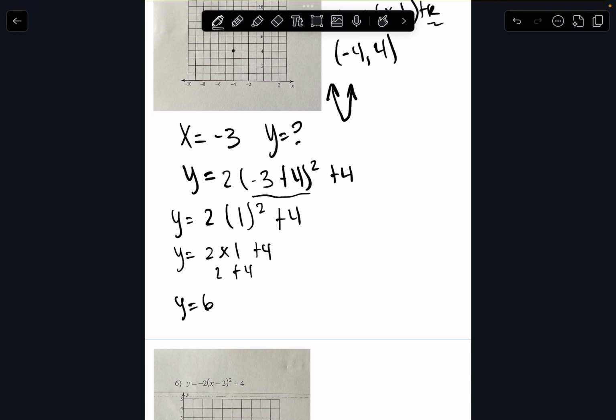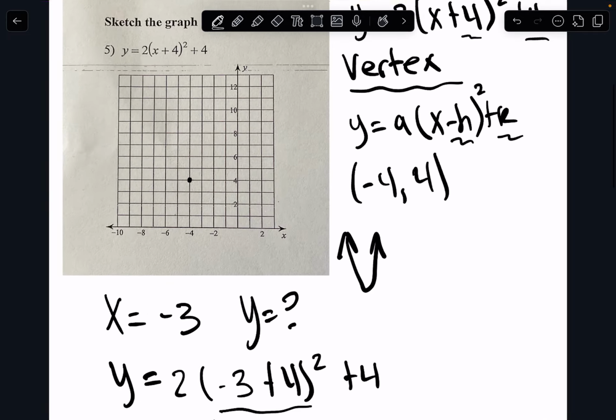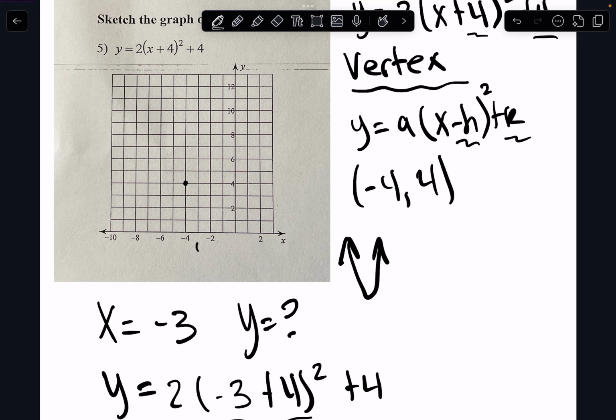And again, we got that because we set x as negative 3. So negative 3 comma 6. That's a little bit better if we look at our graph here. Negative 3 is right here, and then 6. So we can plot that right there. And I'm happy with that. We can actually see it on our graph.